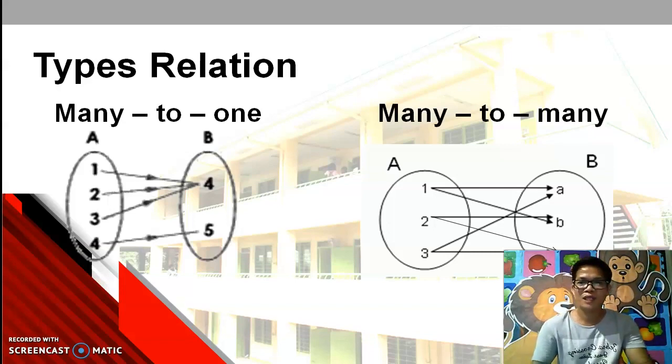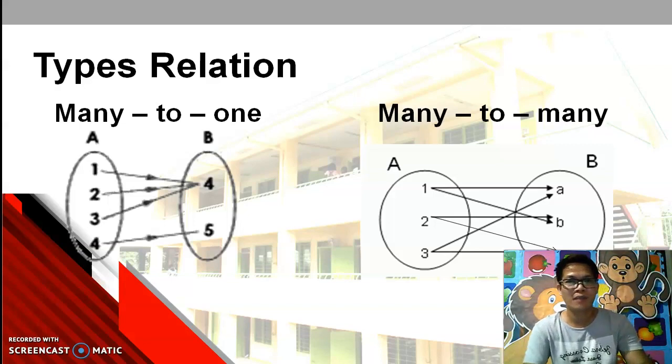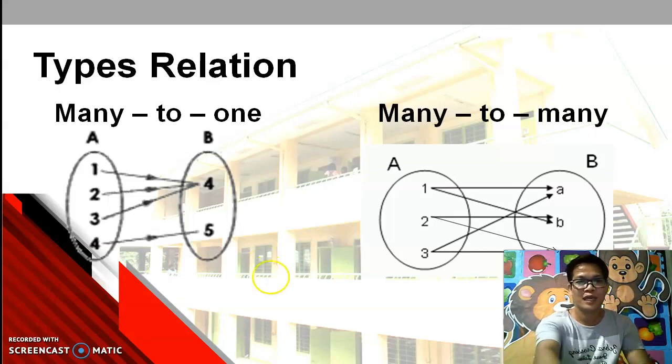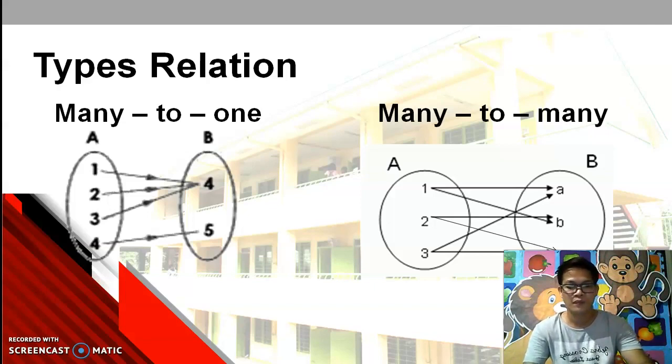Okay, so these are just the basic information about relation. We're going to discuss the other kinds of relations or other examples of relation, as well as the definition of functions, in our next tutorial. We are going to discuss part 2 of this: the other examples of relations and how we can determine if this is just a relation or a function.